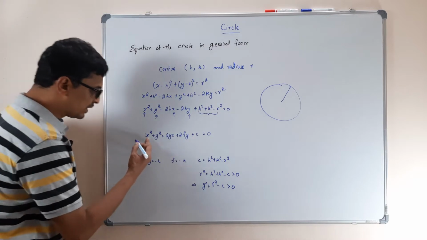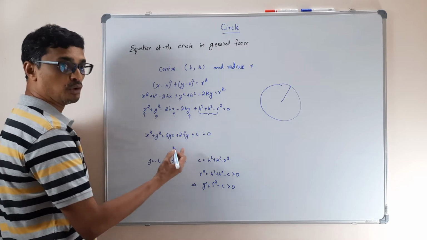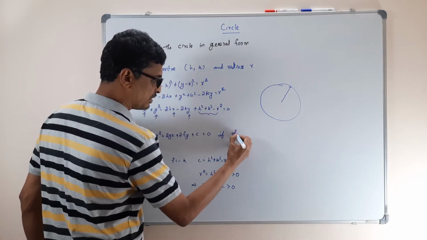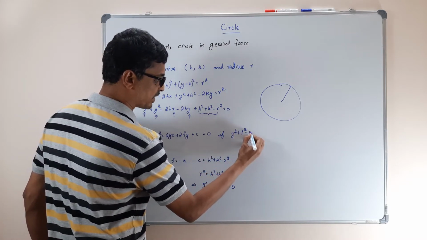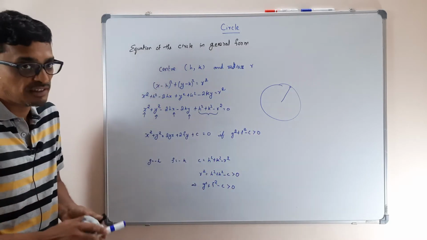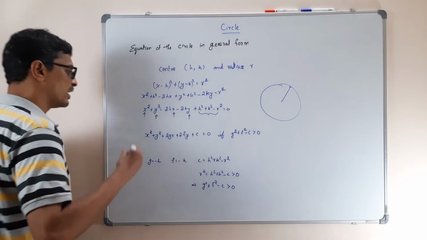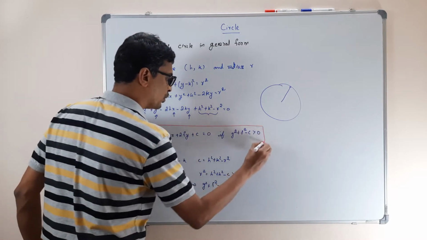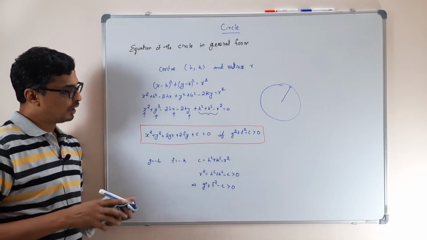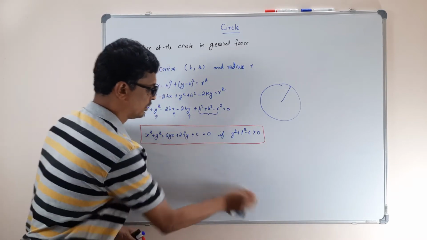So this x square plus y square plus 2gx plus 2fy plus c is equal to 0 is a circle if g square plus f square minus c is greater than 0. This is a necessary condition. Otherwise, the radius won't be positive, greater than 0. So that's the general equation of a circle. These are the two conditions.